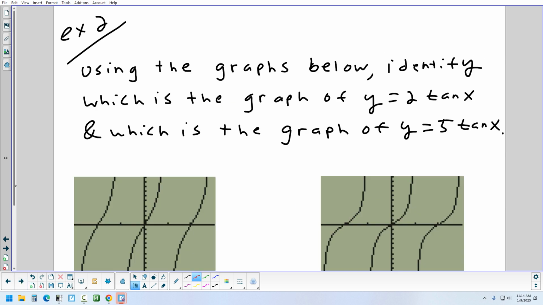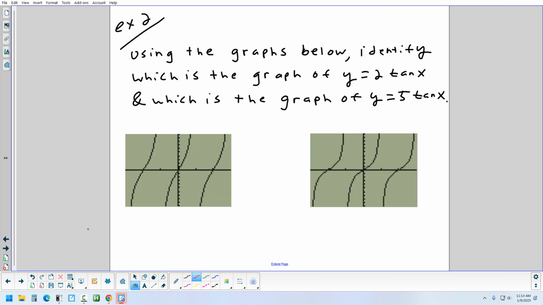All right, so now, kind of connecting to transformations. One of these is the graph of 2 tangent x, and one of them is the graph of 5 tangent x. I just want to identify which one is which. So if you know what the 2 and the 5 do, you should be able to tell. The 2 is the smaller one, the 5 is the bigger one, right? Or no? Can you explain it in a different way?